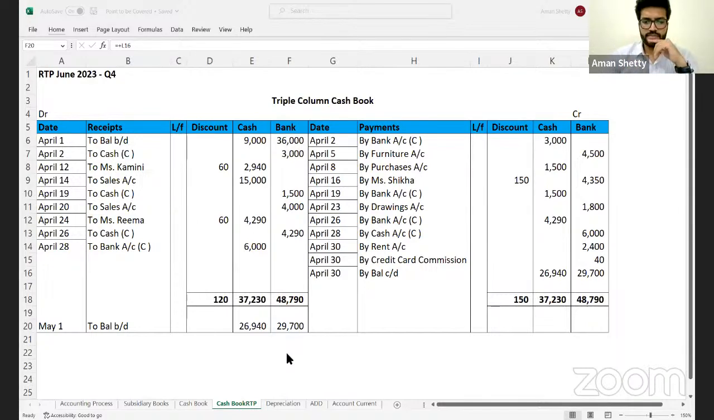All of you done? Yes, sir. Okay. Below that, write down the note: discount allowed and discount received of rupees 120 and 150 should respectively be posted to the ledger accounts.